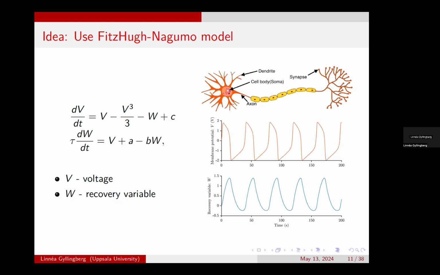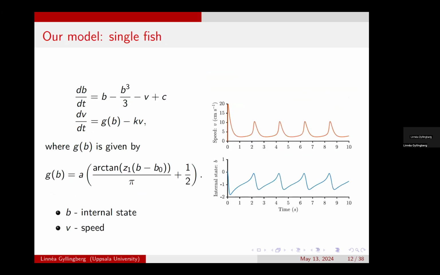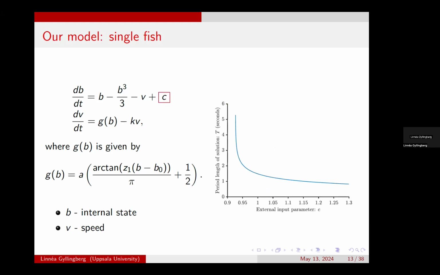If we simulate this, we get this type of oscillating behavior. With this model as a basis, we wanted to see if we can create a model of fish movement. Our idea was to alter this model. Instead, we have two variables: the internal state B and the speed V. There is a non-linear term for the speed state, modeled by an arctan function, and we actually get this oscillating behavior with this model. An important parameter here is C. Phi here is an external input parameter, so it tells the fish how much it should burst or glide.